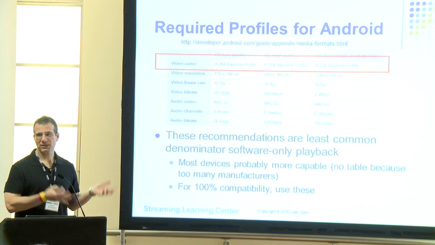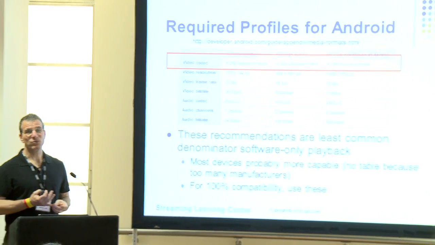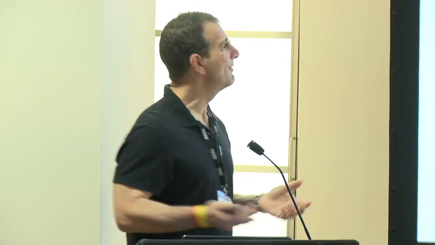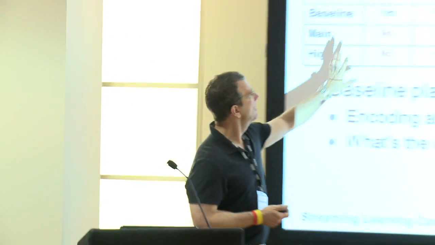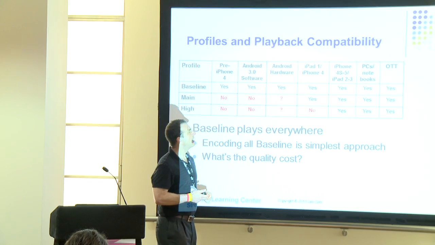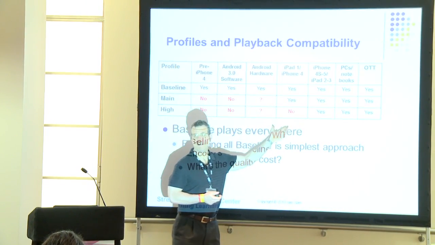My daughter's phone, the HTC Rhyme, plays high profile pretty well. I've got a couple of Android devices, they play high profile. But if you're telling your boss, or you're encoding your own video for your own site, you know that baseline profile will play, you don't know that high profile will play. So, this kind of shows you what I talked about a few minutes ago. If you encode your video using the baseline profile, it plays everywhere. If you encode your video using the high profile, you lose pre-iPhone 4 and Android 3.0 software. You're not sure about the Android hardware, and you lose the iPhone 1 through the iPhone 4.